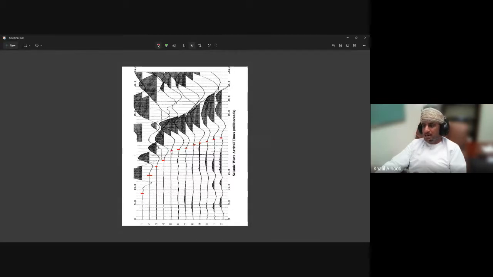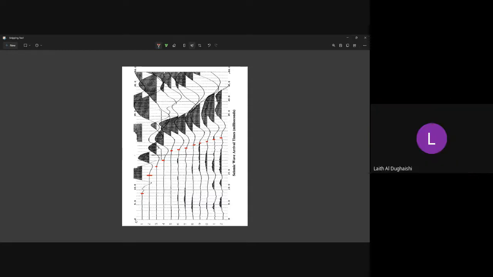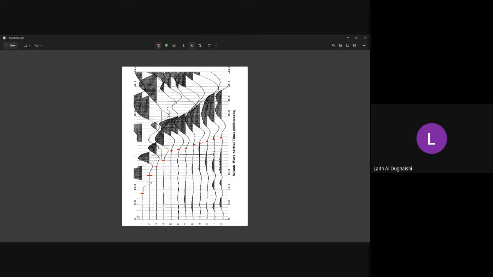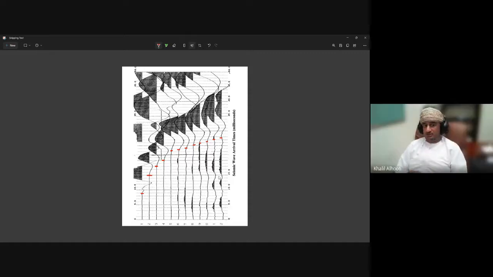So I'm picking the first arrivals. That's what I call it. If I connect them by lines, that's the first one. Doctor? Yes. For the geophones around 10, 11, 12, why did you pick the arrival time at that point? Why not on the first vibration there, you mean? Yeah. Is that noise? Oh, that's noise. OK.